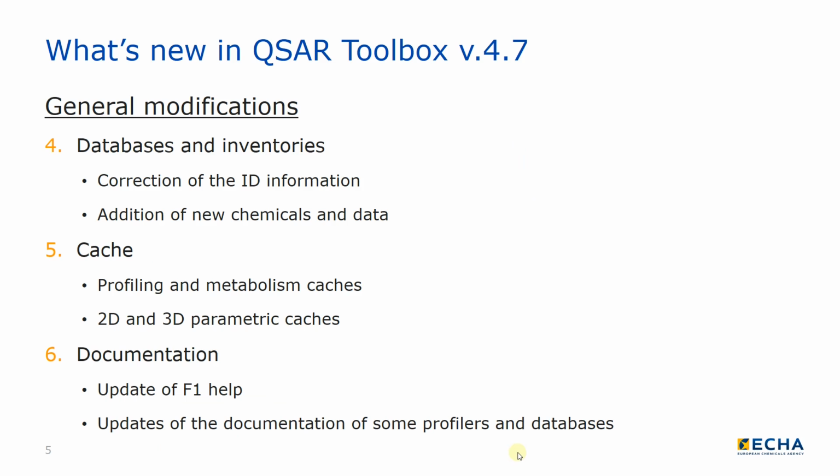The modifications in the databases and inventories are due to corrections to ID information and addition of new chemicals with experimental data. The cache stores the results of profiling and metabolism as well as the calculated 2D and 3D parameters for the chemicals from the Toolbox databases. The documentation, such as the F1 help, as well as the profiler and database documentation, have also been updated.